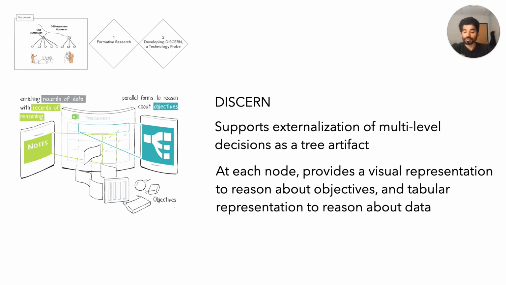Based on our formative work, we developed a technology probe we call DISCERN. DISCERN has 2 main functions motivated by our formative work. It supports the externalization of multi-level decisions as a tree artifact, and at each node of the tree, it provides both visual representations to support reasoning about objectives and a linked tabular representation to hold and reason about data. Because managers are already comfortable using spreadsheets for data recording and analysis, DISCERN uses spreadsheets as its tabular representation, and so it's an Excel extension that augments spreadsheets with visual encodings to reason about and manipulate objectives.